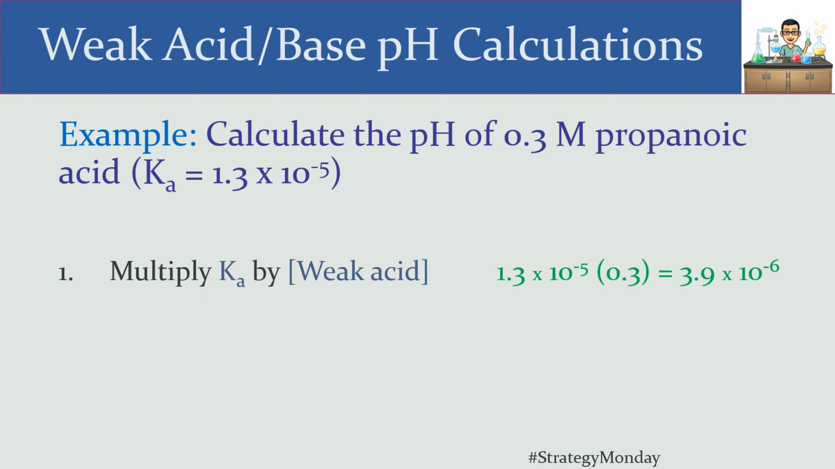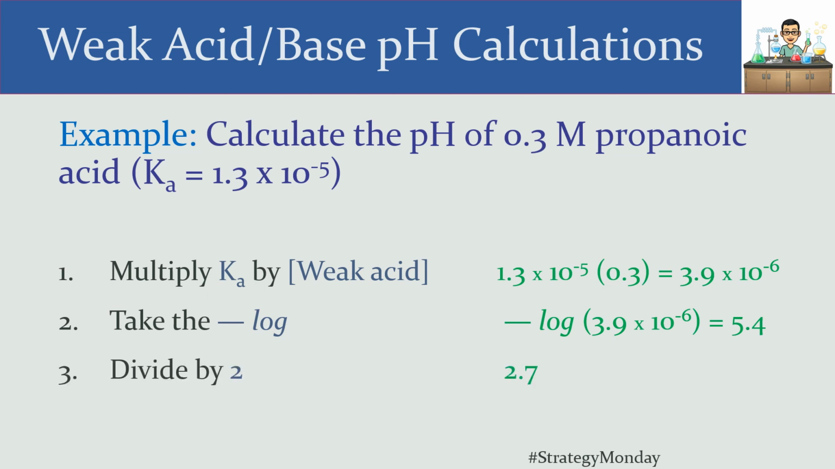The next step is to take the negative log. So when we take the negative log of that number, we come up with 5.4. Next thing we're going to do is divide by 2, and we're going to get a pH of 2.7. And then the next step after that is, actually, no, we're done. So no need to set up an ICE table, no need to do anything like that. Take the two numbers you're given, multiply them by each other, take the negative log, divide that by 2. And we're done.